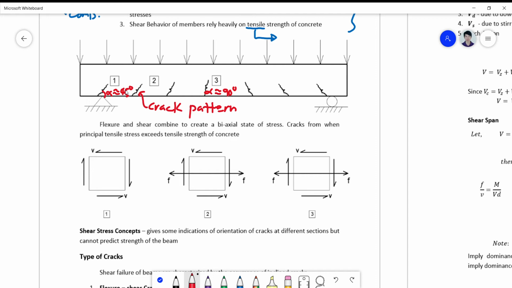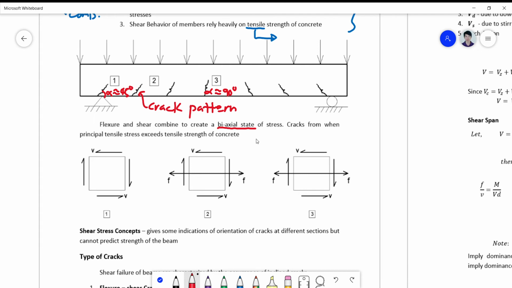So this observation can be attributed to the fact that the flexure and shear combined will create a biaxial state of stress. The cracks which are formed are coming from the principal tensile stresses, which actually happen only when the stresses exceed the tensile strength of your concrete.